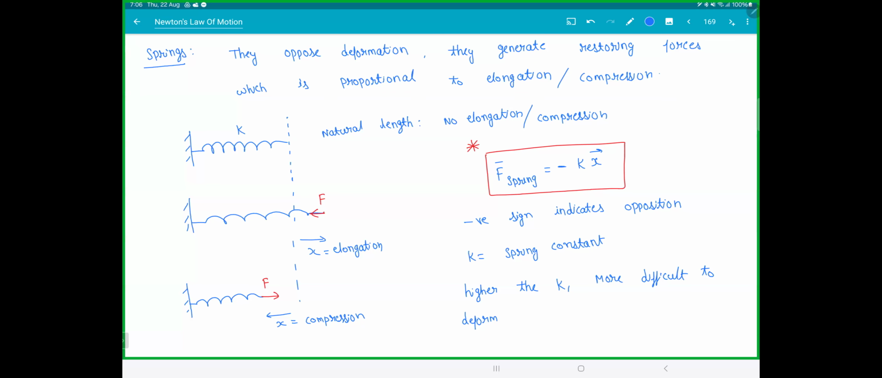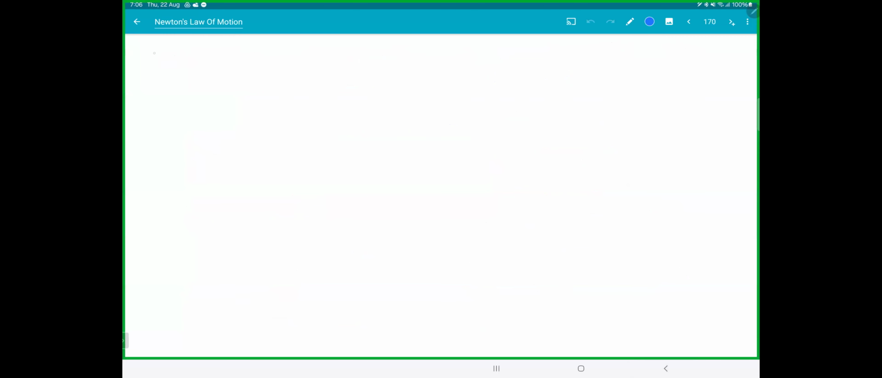Clear, everyone? Then we have something called combination of springs. First thing, series. Two springs are in series if they have the same tension and are in the same branch.